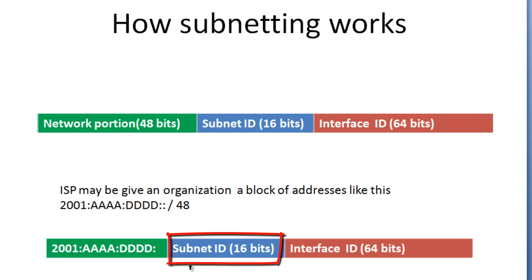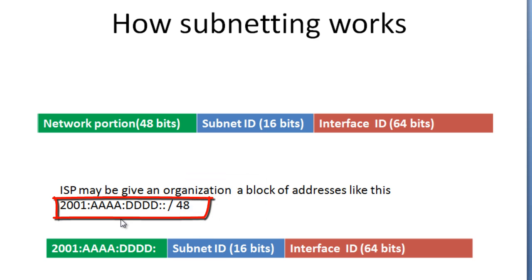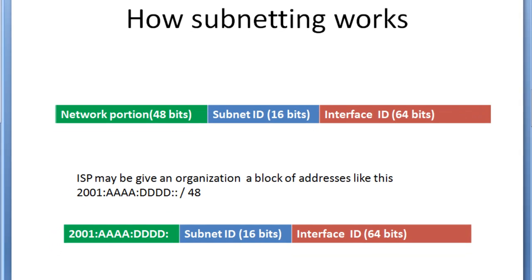and with that /48, you're going to have 16 bits left on the network portion, and those 16 bits will be used in order to do subnetting. Like you see up here, the ISP may give an organization a block address, like up here 2001, quadruple A, quadruple D, and a /48. The last 4 digits in the network portion can be used by the organization in order to do subnetting.